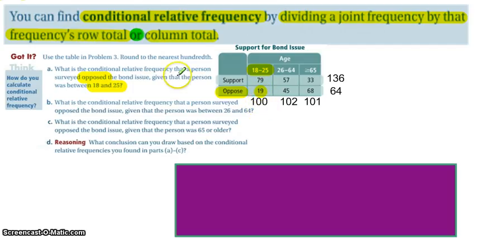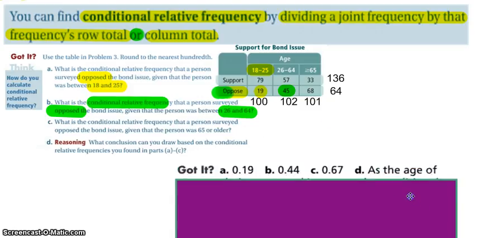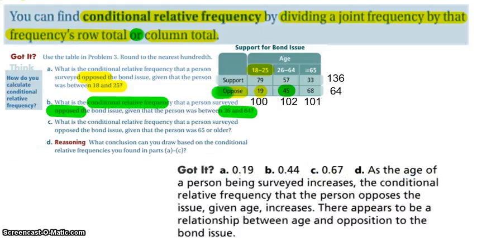When we look at B, we're looking at the conditional relative frequency that a person surveyed opposed the bond issue given that person's age was between 26 and 64. So now we would look at oppose the bond issue, but now between 26 and 64, and divide by that total. So that would change our division to by 102. This then, I can see my values here would be about 0.19, 0.44, and go ahead and give you the answers for C and D as well.